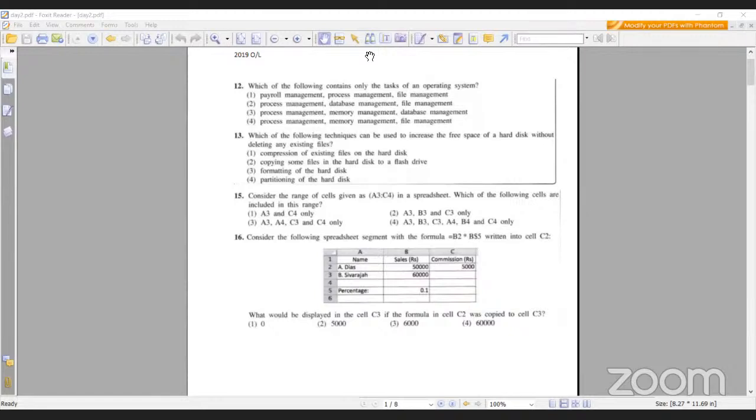Okay, when you take operating system ones, first one, which of the following contain only the tasks of an operating system? Payroll management, process management, file management, but do you have payroll management? It's something else, right? Information system related. Then process management, database management. Do you have database management there? No. Then process management, memory management, database, no. Process management, memory and file, that is correct. This is the correct answer.